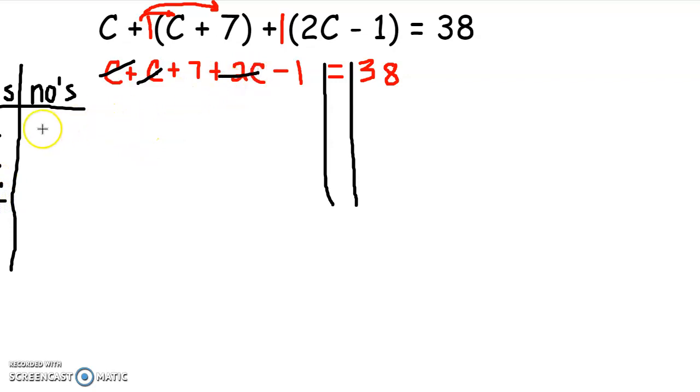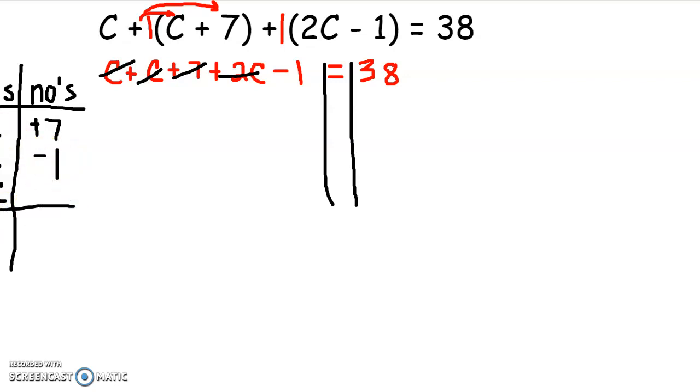Now all I have left is constants, which are no's. And all that no stands for is no variable. It's just a short way of writing it. And constant is too long of a word, so I write no's. So under my no's, I have a positive 7. And I have a negative 1. I'm going to go ahead and combine those terms.